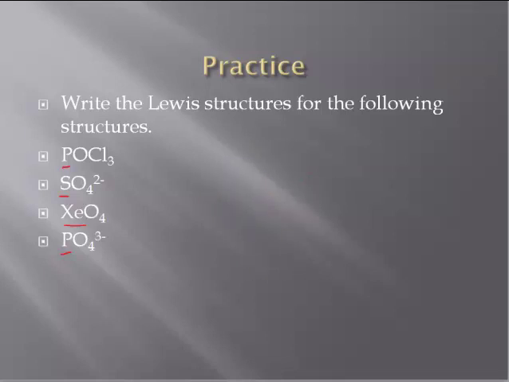Let's do sulfate. All right, we've got sulfur with its 6 valence electrons. Here comes one oxygen with its 6 valence electrons. Here comes another oxygen with its 6 valence electrons. Here comes another oxygen. I'm going to make the first valence electron make the bond. 1, 2, 3, 4, 5, 6.